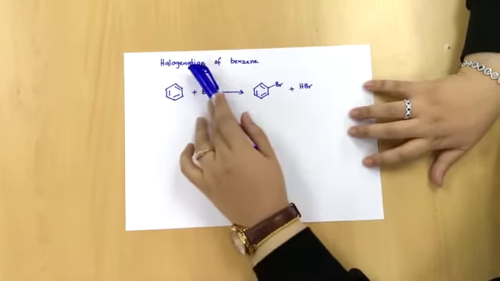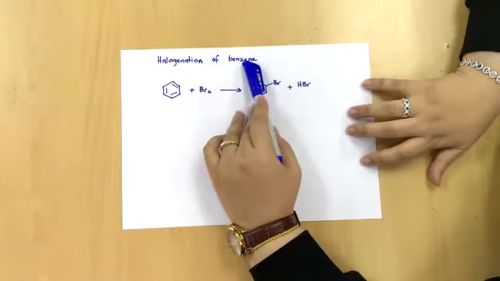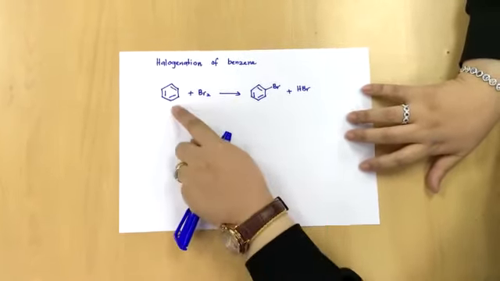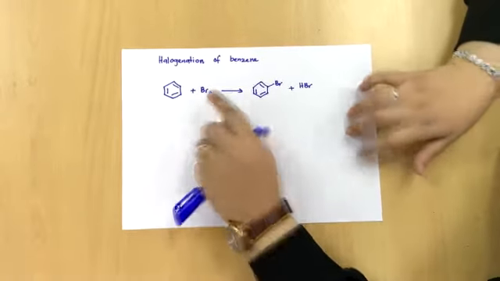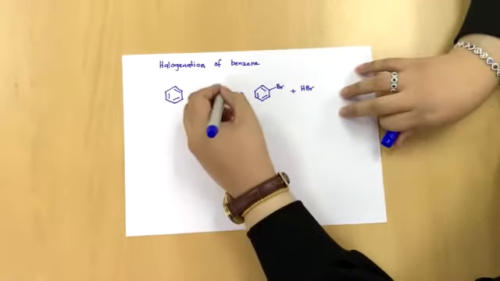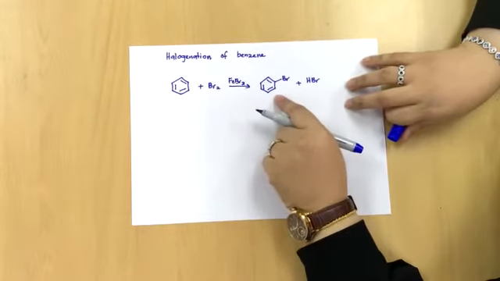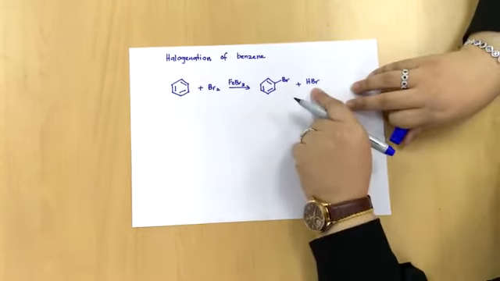So the first one is the halogenation of benzene. For this reaction, we will use benzene ring, halogen, bromine, and the presence of Lewis acid. And the product formed is bromobenzene, with side product HBr.